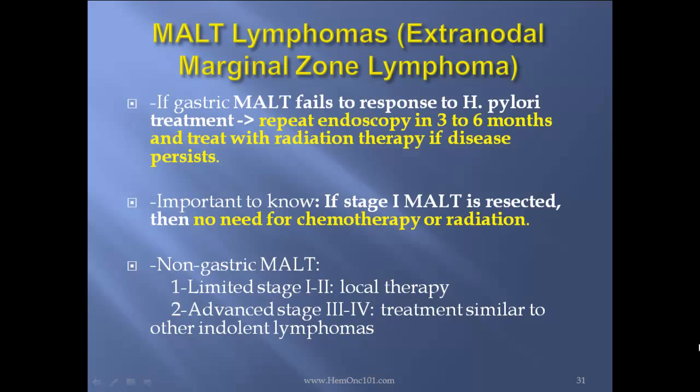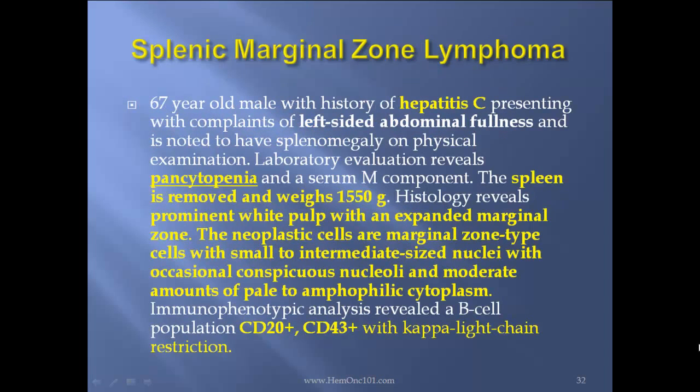If gastric MALT fails to respond to H. pylori treatment, repeat endoscopy in 3 to 6 months and treat with radiation therapy if disease persists. Important to know, if stage 1 MALT is resected, there is no need for chemotherapy or radiation therapy. Non-gastric MALT treatment: limited stage 1 or 2, local therapy; advanced stage 3 or 4, treatment is similar to other indolent lymphomas, such as R-CVP or FCR.